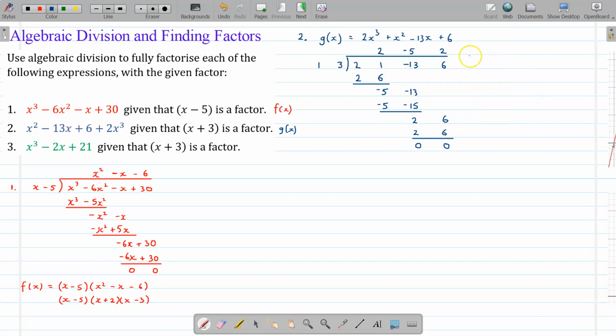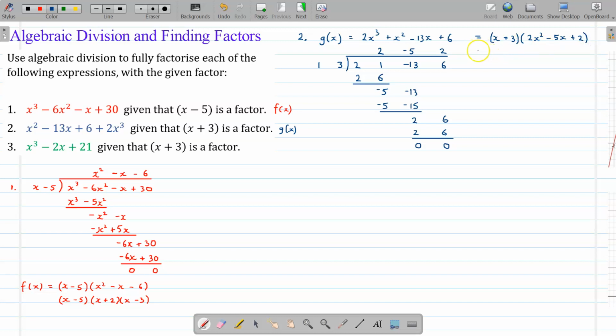So what I'm actually saying here is that this expression g of x can now be written as x plus 3 times the quadratic part, which is 2x squared, minus 5x plus 2. Okay, and then we do the same as we did last time.